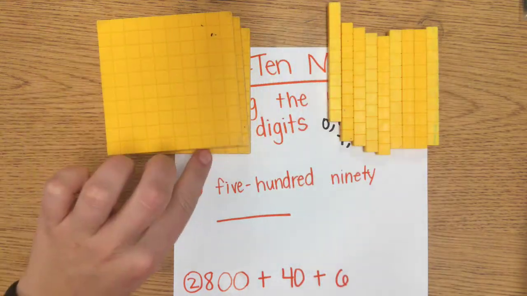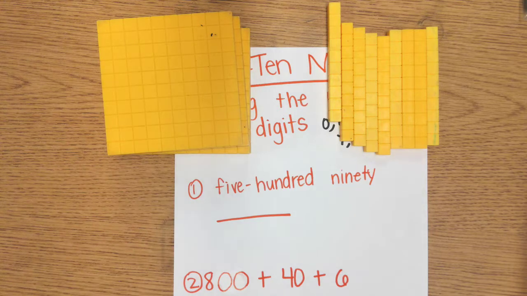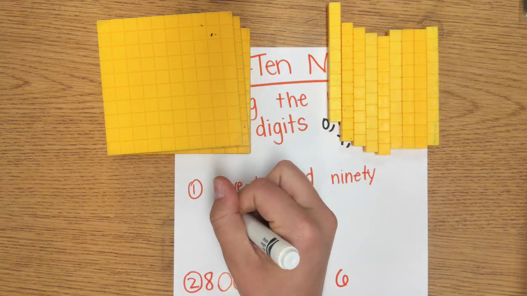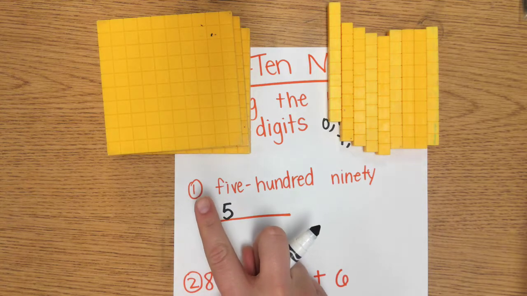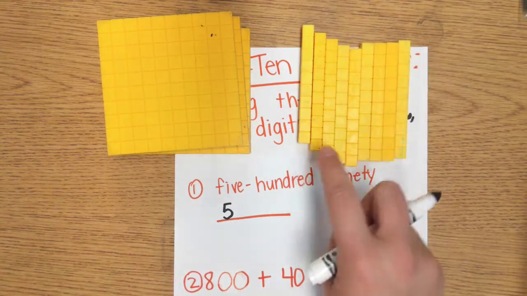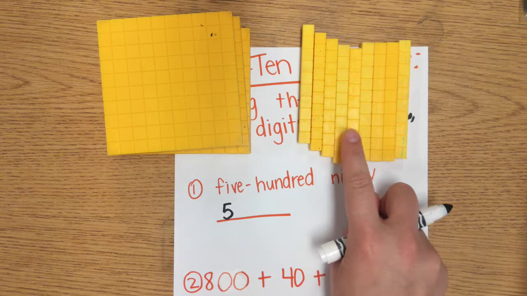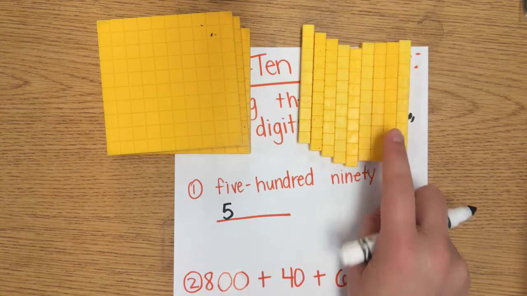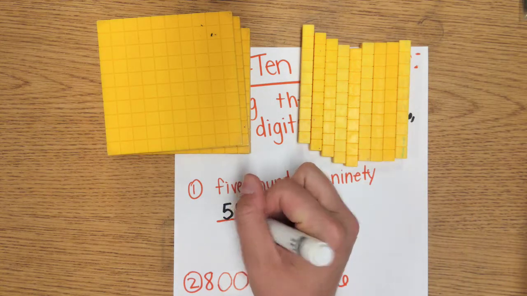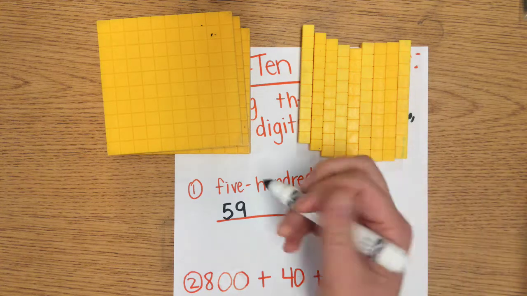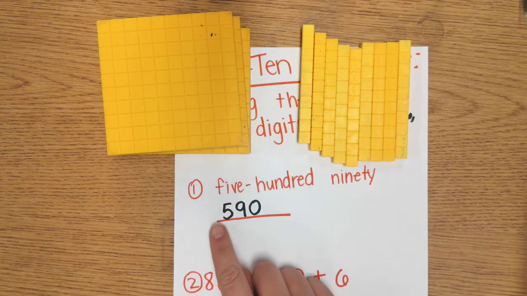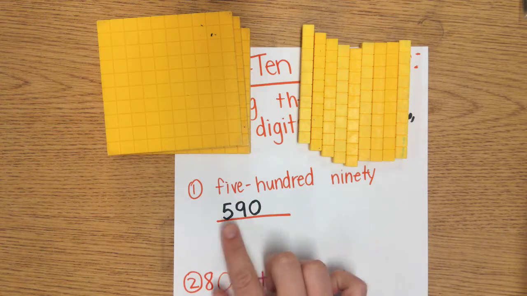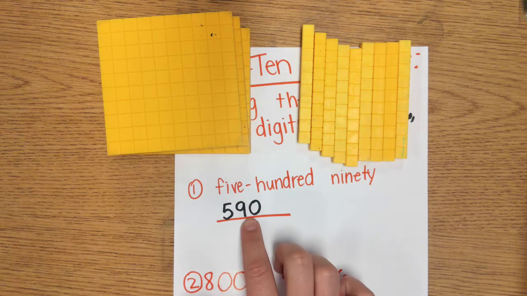I can see that in 590, I have 1, 2, 3, 4, 5 hundreds. So I always write my greatest place down first. So that would be my hundreds place in this case. I see that I have 90, but I have 1, 2, 3, 4, 5, 6, 7, 8, 9 tens. And then if I look, I have 0 ones. So I'm going to put 0. So in this case, the base 10 numeral of five hundred ninety is 590.